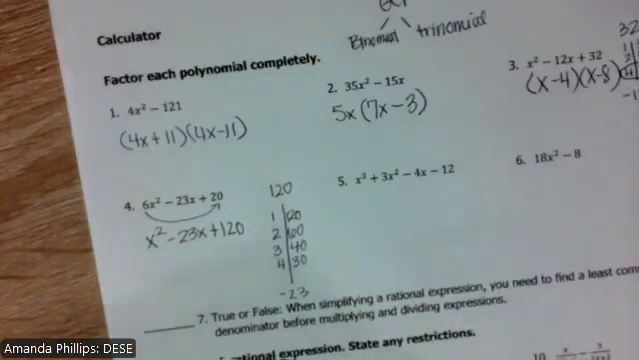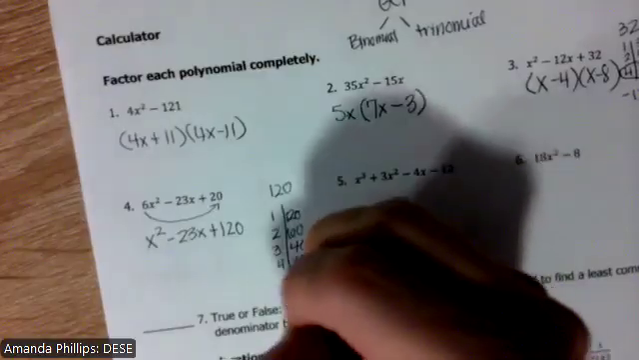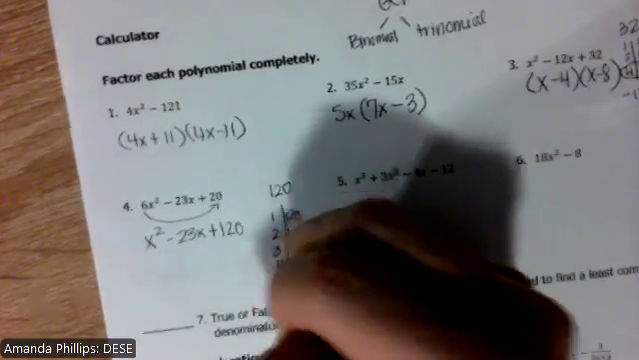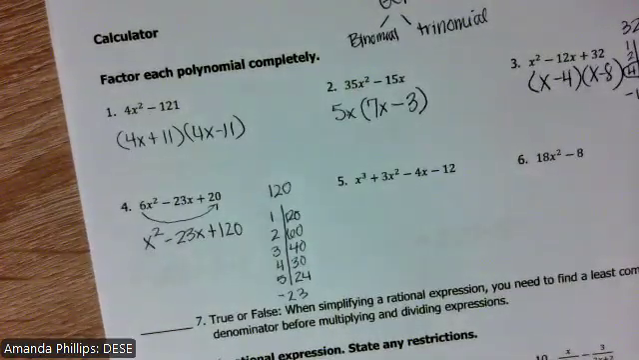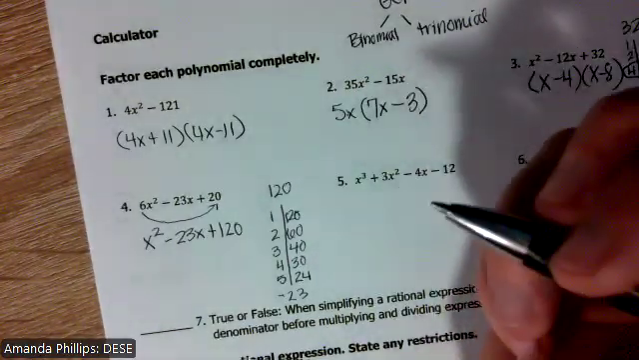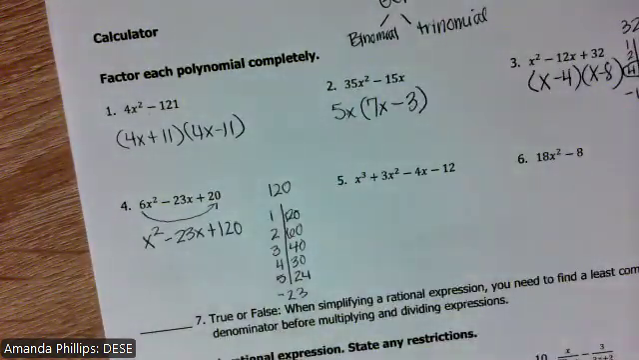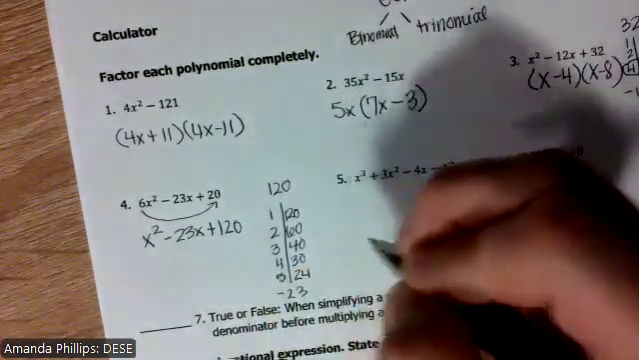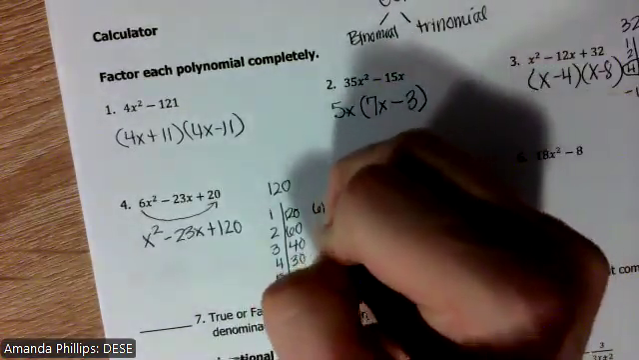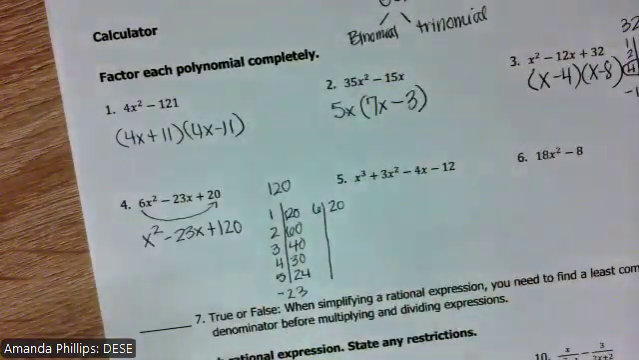120 divided by 5 is 24, so I know 5 and 24. Let's see, I know we've got 120 divided by 6. So I'm going to have to do a second column here. I've got 6 and 20. 7 won't.